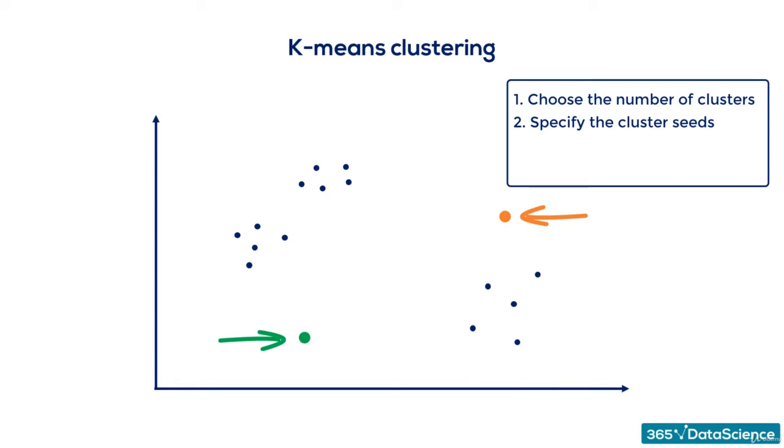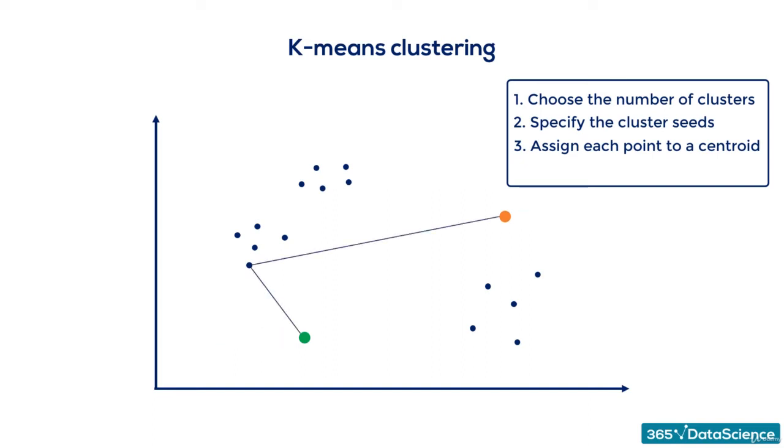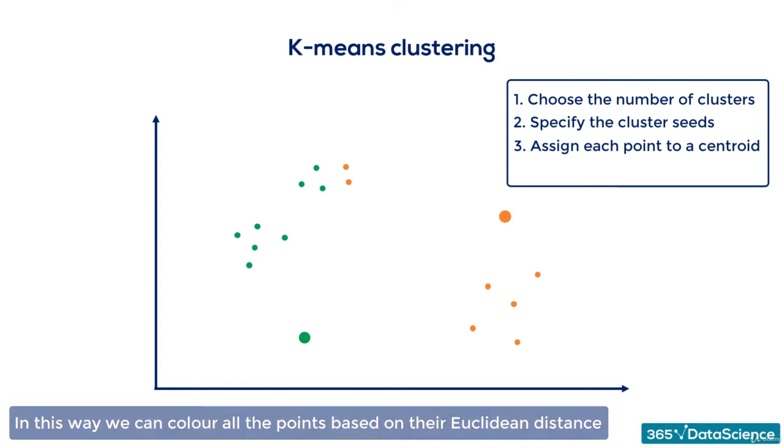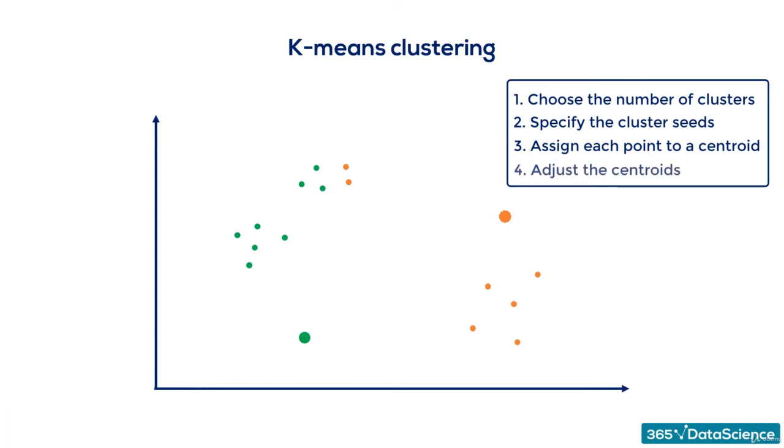The following step is to assign each point on the graph to a seed, which is done based on proximity. For instance, this point is closer to the green seed than to the orange one. Therefore, it will belong to the green cluster. This point, on the other hand, is closer to the orange seed. Therefore, it will be a part of the orange cluster. In this way, we can color all points on the graph based on their Euclidean distance from the seeds. Great!